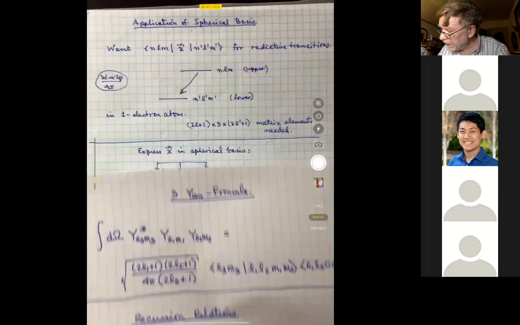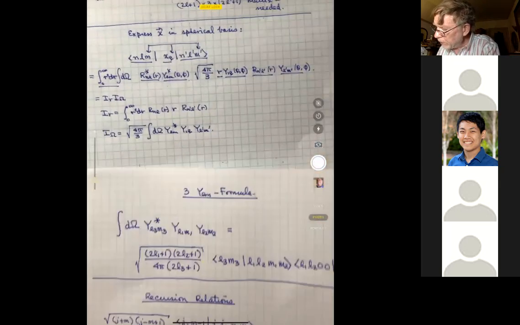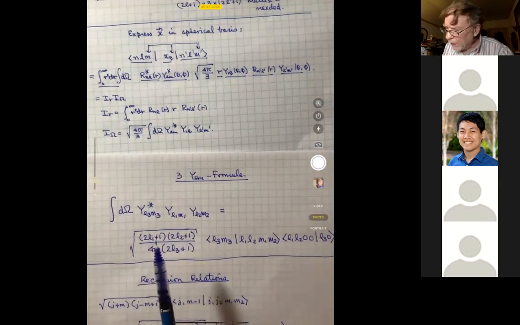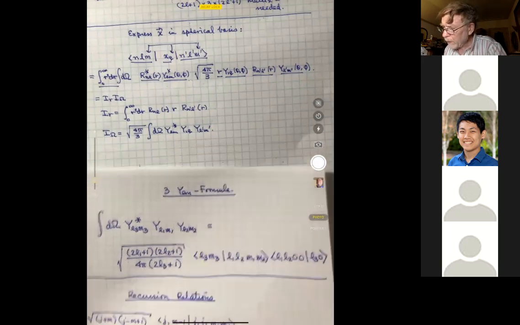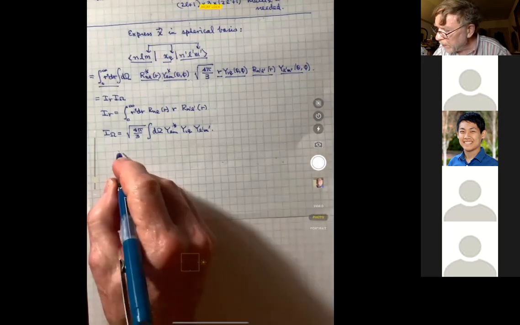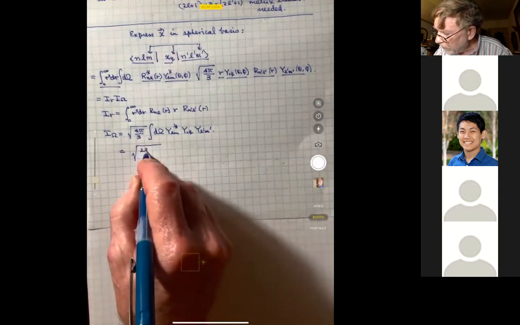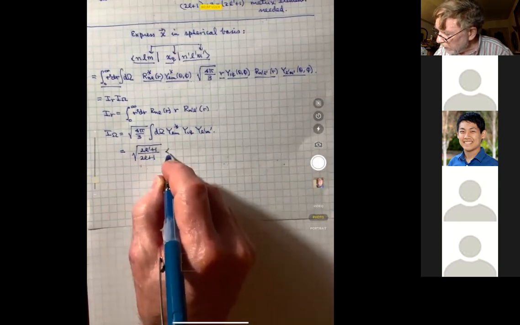So to remind you what that is, let me put it up a little bit, like so, and I'll put the Y_lm formula down below. You can see it here. It's an integral of three Y_lm's. The first one is complex conjugated. There's a bunch of square roots, which is like a normalization. And then there's a product of two Clebsch-Gordan coefficients, one that has magnetic quantum numbers and the other one doesn't. If we apply that to this integral here, the 4 pi over 3 turns out to cancel, and we get the square root of (2l' plus 1) divided by (2l plus 1). And then what's left over is the Clebsch-Gordan coefficients.